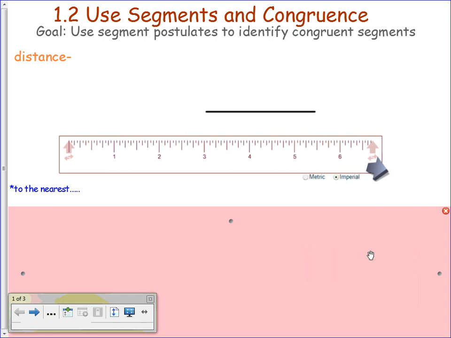Section 1.2, use segments and congruents. So our goal is to be able to use segment postulates to identify congruent segments. First thing we need to discuss is distance. A couple things to note about distance. It is always positive.